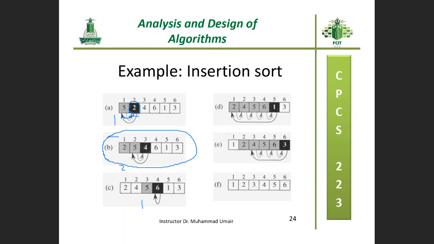Anyone? No, I'm not talking about the result. I'm talking about the scenario of the data. Which kind of data can achieve the best case scenario in which you have to perform the minimum possible number of comparisons in insertion sort? Yes. What kind of data will need the minimum number of comparisons?